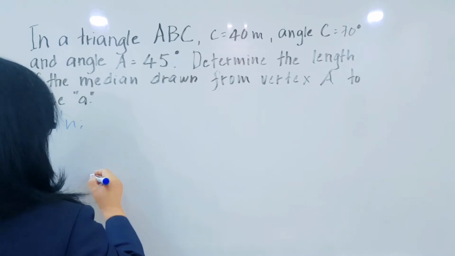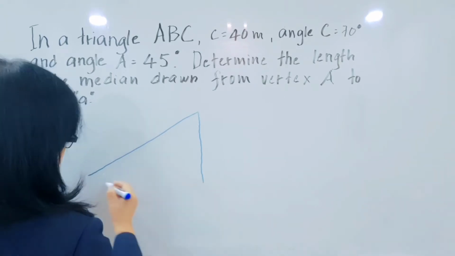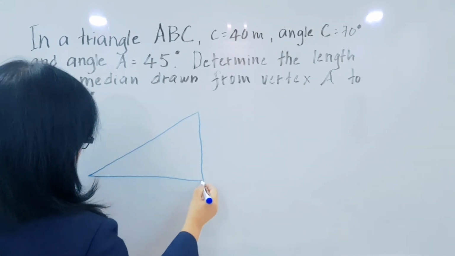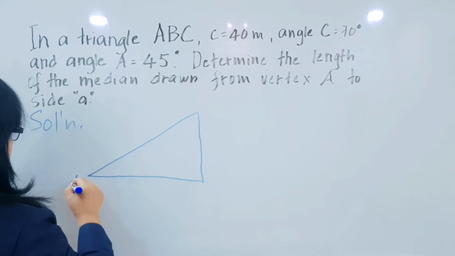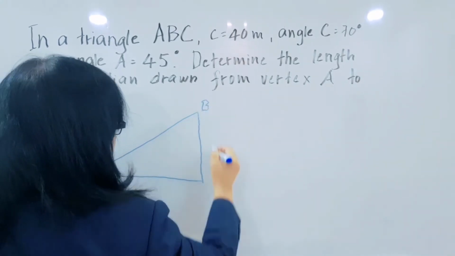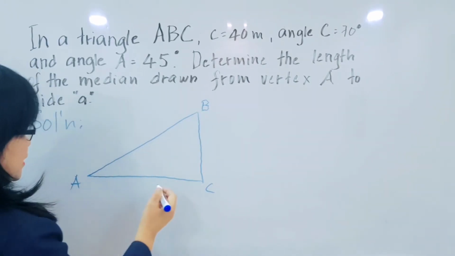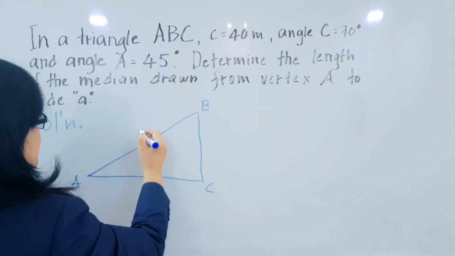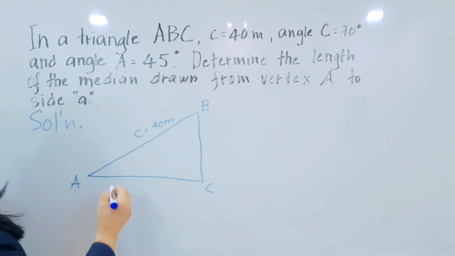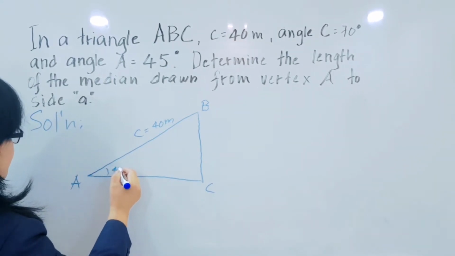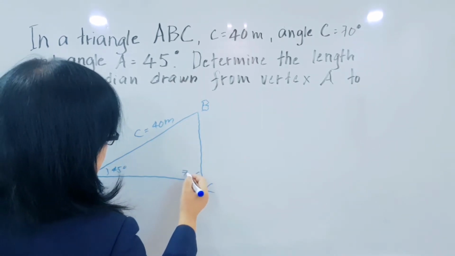Now, if this is the triangle, we have the B and C. This is vertex A, vertex B, and vertex C. Now, we have the given here: side C is equal to 40 meter, angle A is equal to 45 degrees, and the angle C is equal to 70 degrees.